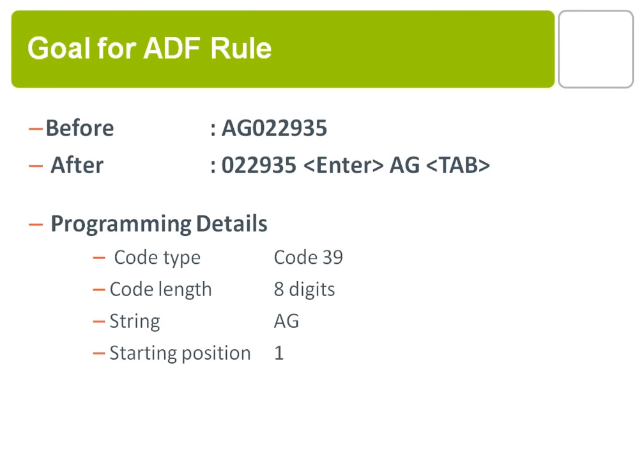Let's take a look at the goal of the ADF rule. You see the before and after data. Basically what we've done is we've skipped over the beginning set of data, transmitted the rest, sent an enter key, gone back to the beginning set of data, and then sent it plus a tab key. And one of the things we want to be very particular about is we're going to make this rule such that it only applies to code 39s that are 8 digits long that start with the letters AG. In the beginning of the string, AG has to start at position 1 of the digits in the barcode.